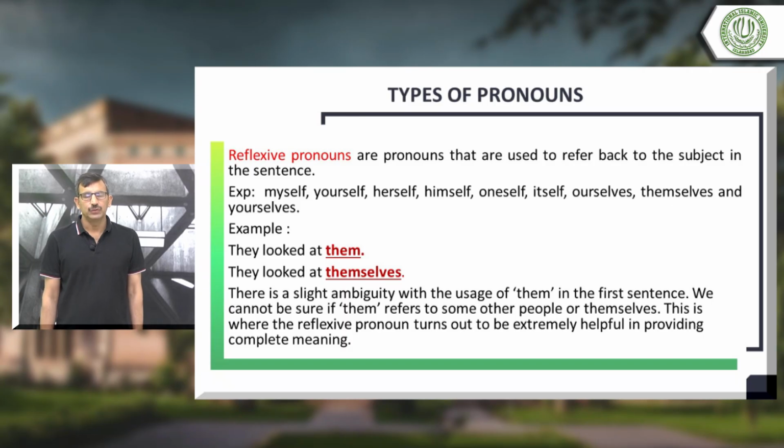The second type of pronoun is reflexive pronoun. These pronouns are used to refer back to the subject in the sentence. For example, myself, yourself, herself. Look at this example. They looked at them, they looked at themselves. Here is a little bit of ambiguity in these two sentences. The first sentence, they looked at them, denotes maybe they are looking at them or they are looking at some others.